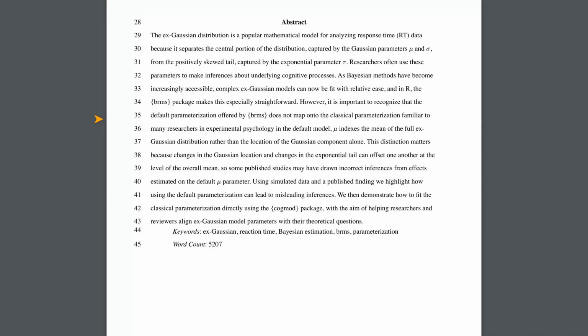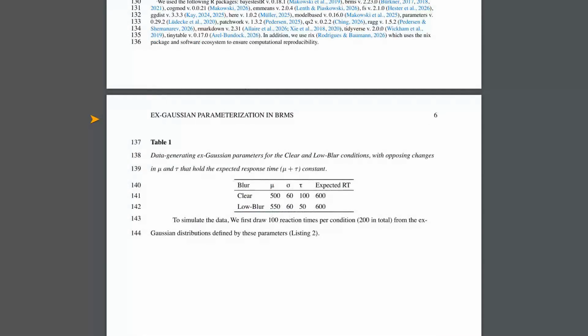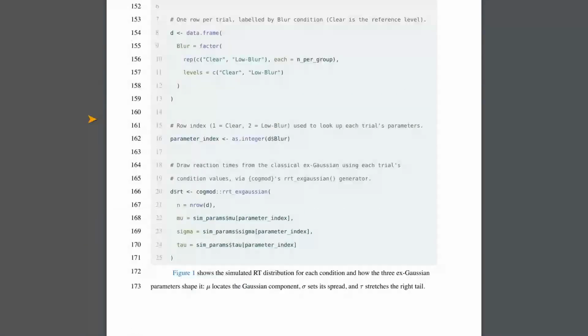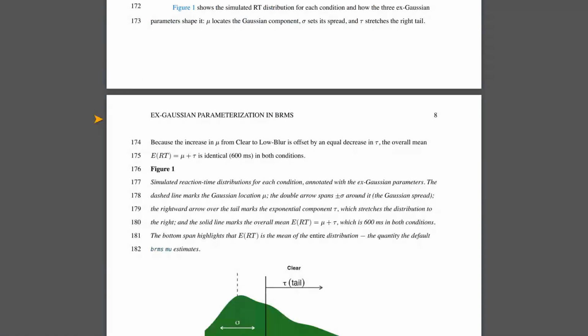So, they first ran the analysis using the default settings in brms. When they looked at the results for the mu parameter, which in brms represents the overall average reaction time, it looked like there was no difference between the clear and low blur groups, which made sense because the average was designed to be the same. But when they looked at the beta parameter, which in brms represents that slow tail, they saw a difference. This told them that the default brms model was picking up on the differences in the tail, but its main mu parameter wasn't directly showing the changes in the normal speed. The actual change in the normal speed was hidden, mixed in with the changes in the tail.